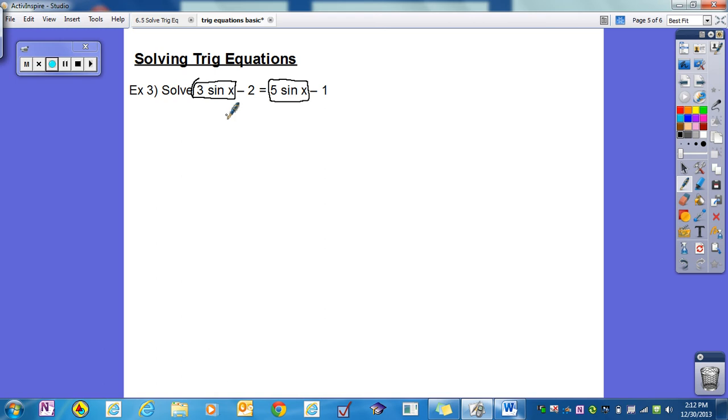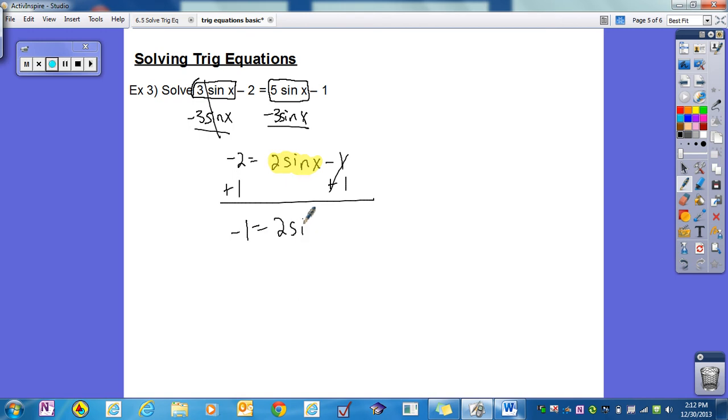I have to put my like terms together. Alright, so in order to get this 3 sine x to the other side, I would subtract 3 sine x on both sides. So that gives me negative 2 equals 2 sine x minus 1. Alright, then this right here is still what I'm trying to get by itself. So that means I have to add 1 to both sides. So I get negative 1 equals 2 sine x.